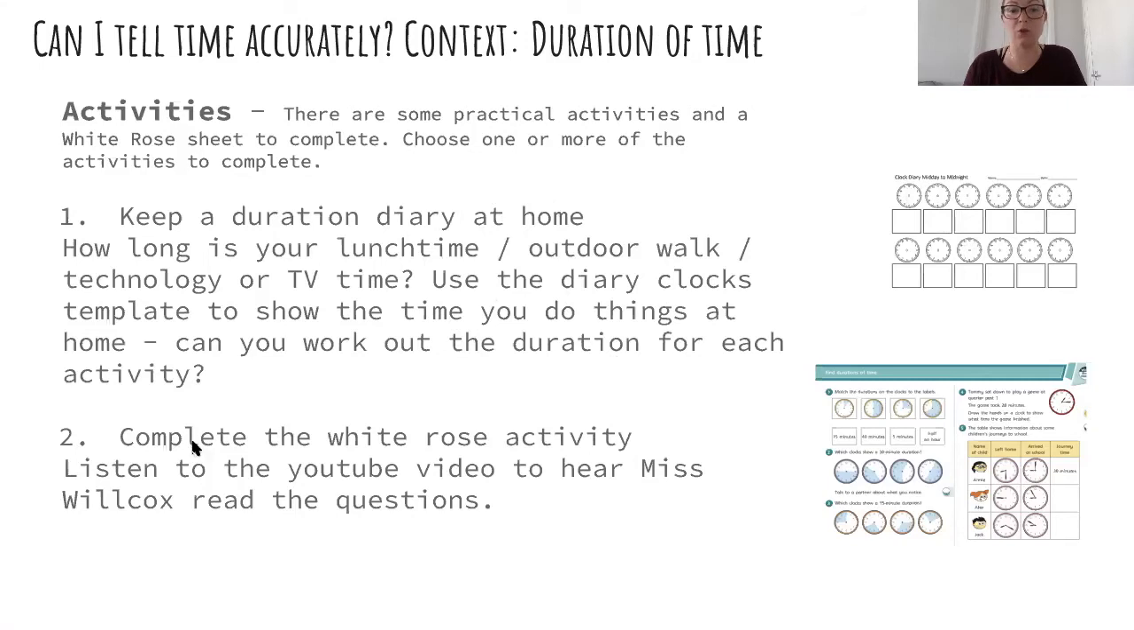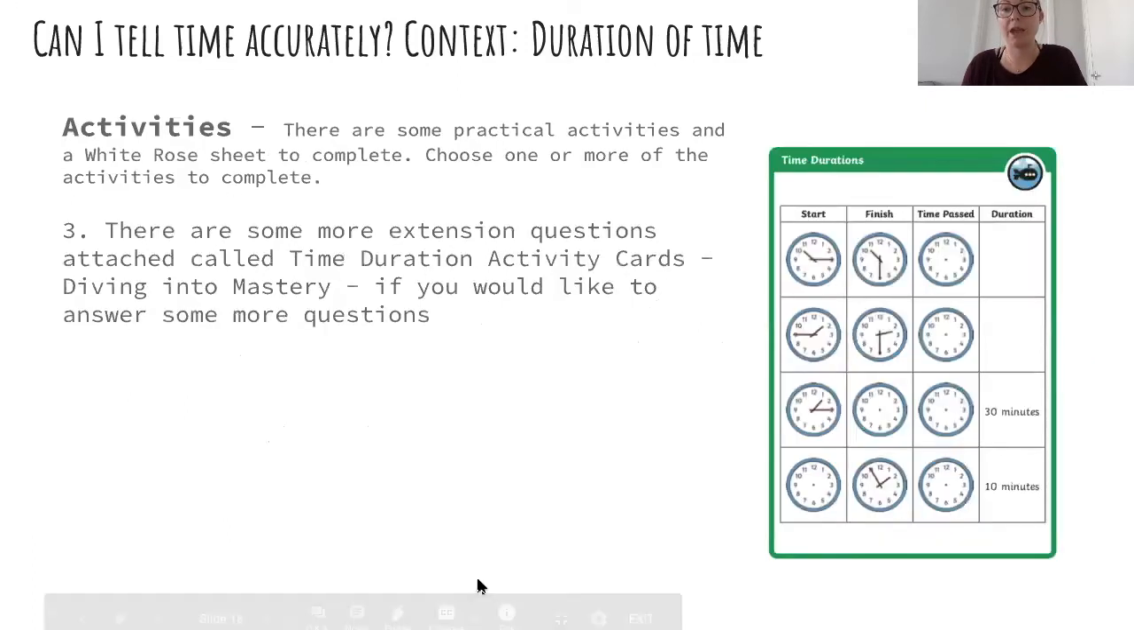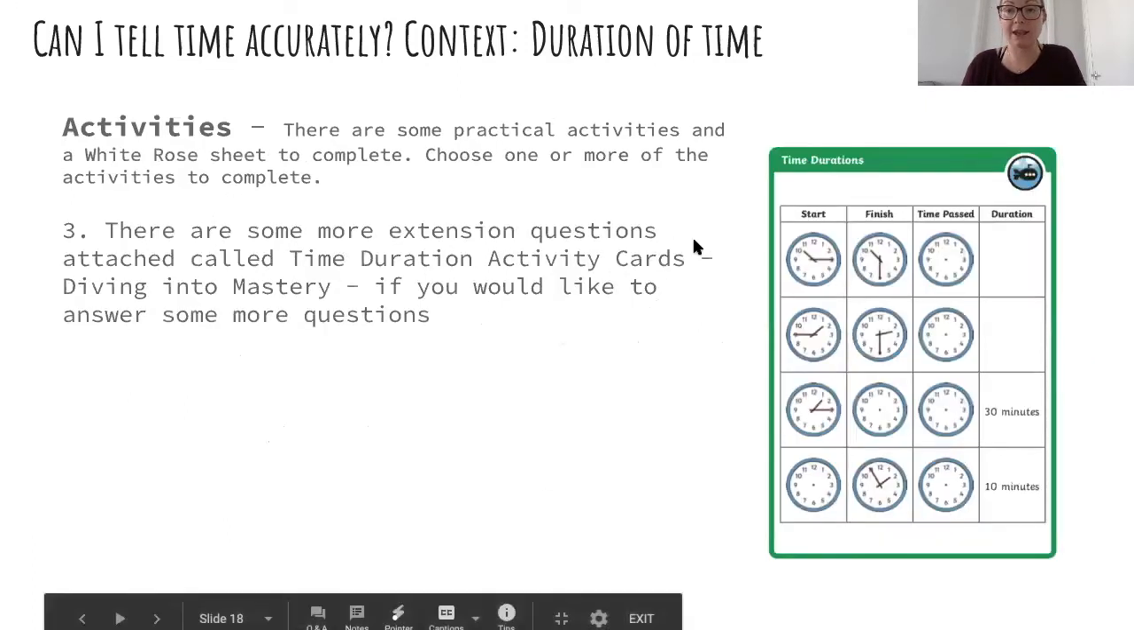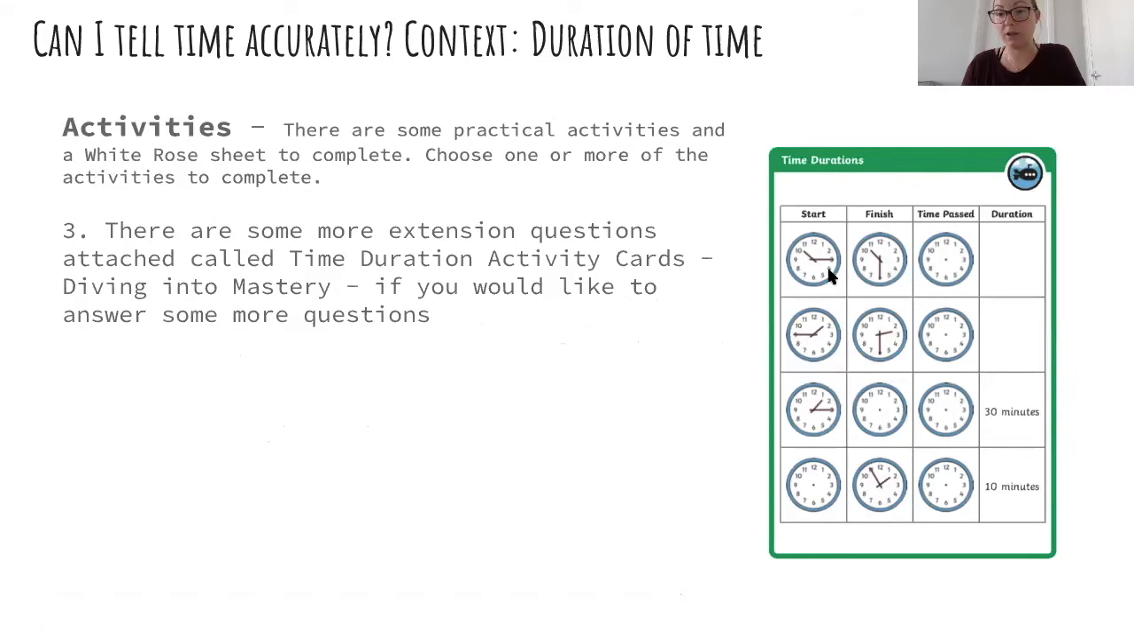The next one is your White Rose activity. I'm going to talk about that one in a second. You don't need to listen to me talk about it if you don't want to, but sometimes it helps to hear my voice explain some of the questions. Okay, the last one is like activity 1. There are some extra questions, a little bit like the ones that we've just done, like this one, for you to have a go at if you want to.